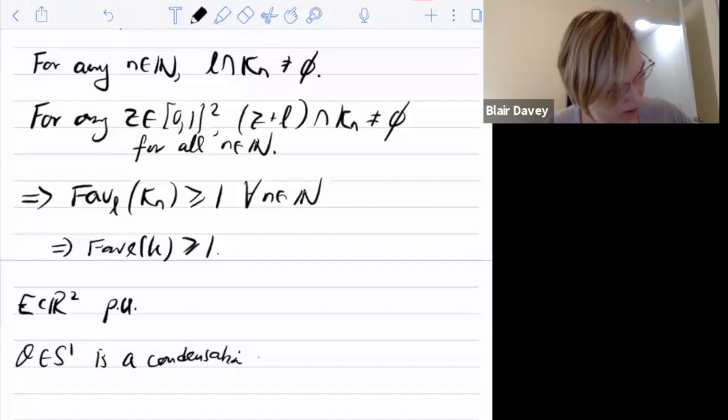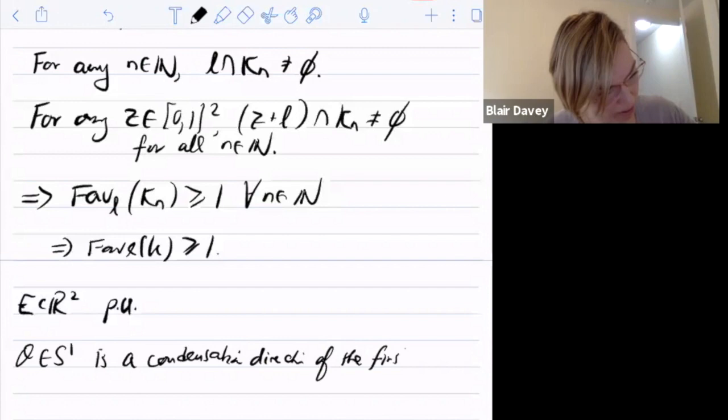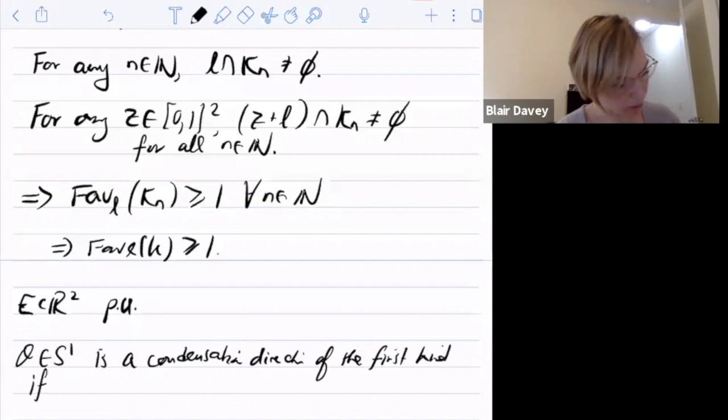Of the first kind, we get the following picture. So I take a point X in my set E, and I draw a line through X pointing in the direction of theta. So this line is L theta of X. And then I'm going to put a ball around it of radius rho.